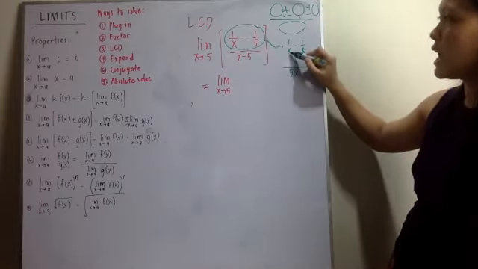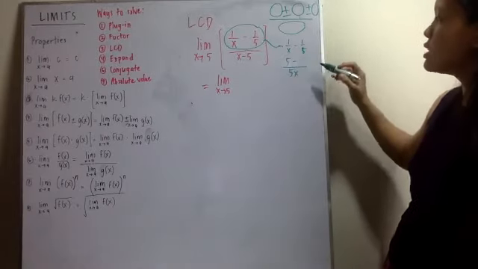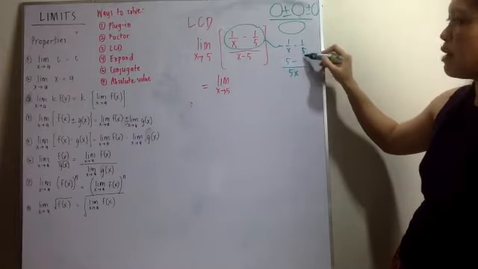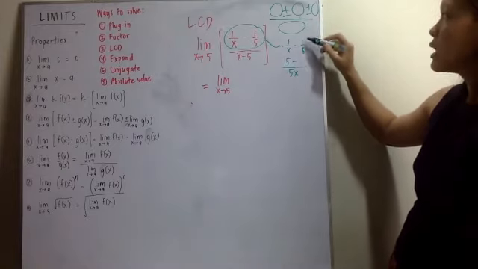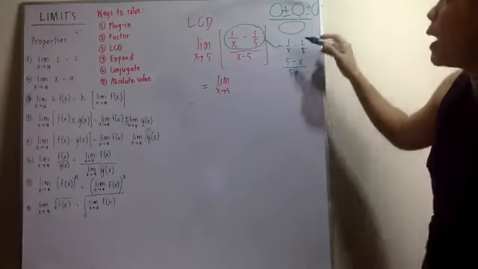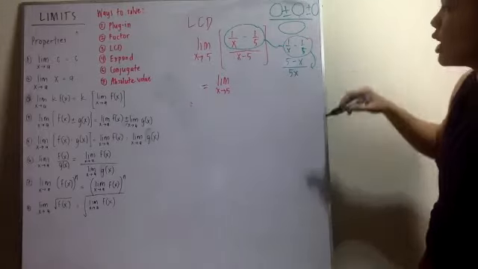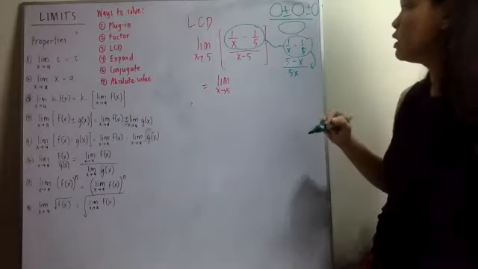5x divided by x times itong nasa taas. So, we have 5 minus 5x divided by 5. So, that's x times 1. So, meron tayong x. Okay, so alam kung saan yung galing to. Alam kung paano mag-transform nito into this, into a single expression.